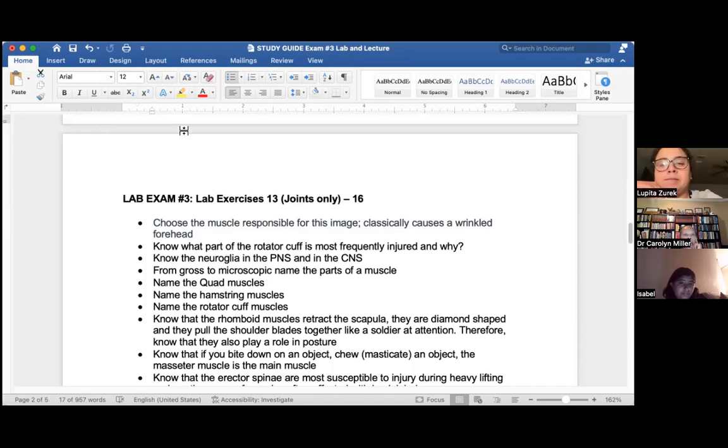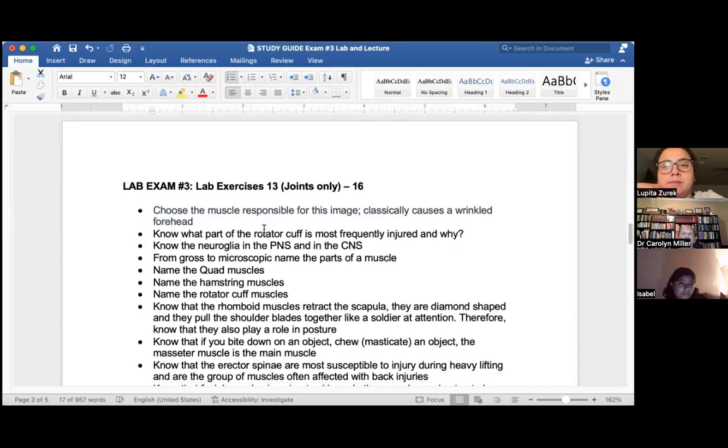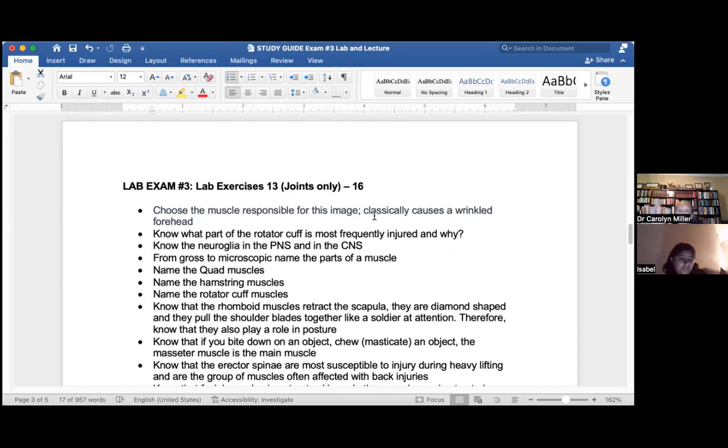Okay, here's the lab. Choose a muscle that represents the image. Classically, we just said that one. Remember, lecture is reinforced by lab, or lab reinforces lecture. So I just talked about the frontalis causing wrinkled forehead. And it says choose the muscle, although I thought that was a fill in the blank. But it could be multiple choice. But anyway, it's the frontalis for wrinkled forehead.